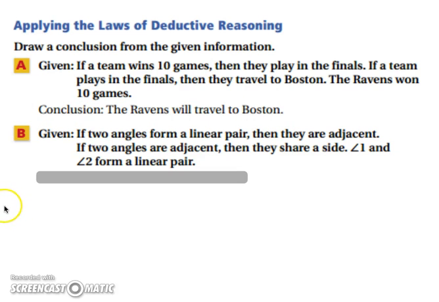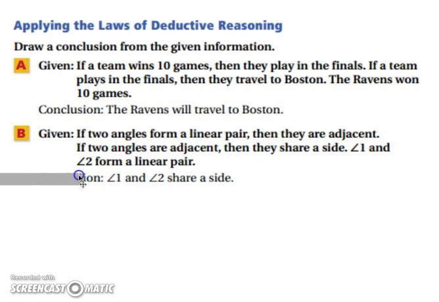All right, well, let's look at this next one. If two angles form a linear pair, then they are adjacent. If two angles are adjacent, then they share a side. Angle 1 and angle 2 form a linear pair. So we have if P, then Q, if Q, then R. So your conjecture would be if P, then R. So we have if angle 1 and angle 2 form a linear pair, then they share a side would be your conclusion. And that concludes our lesson on using deductive reasoning to verify conjectures.